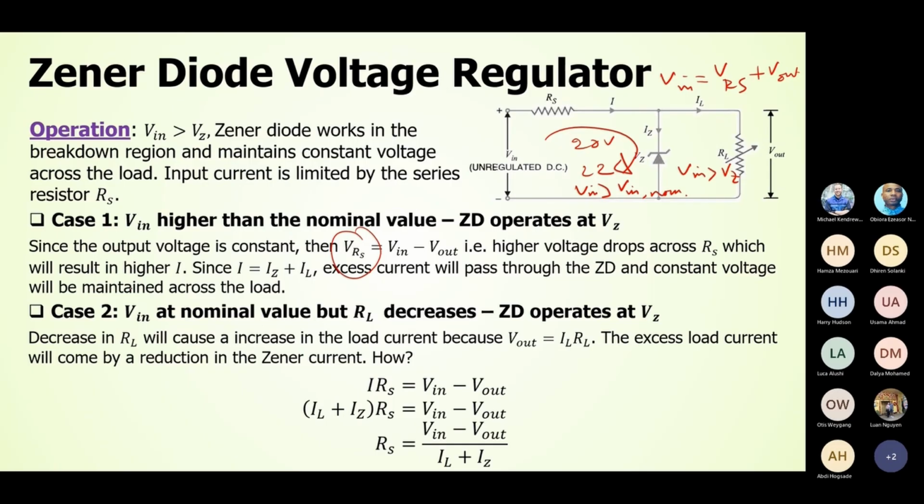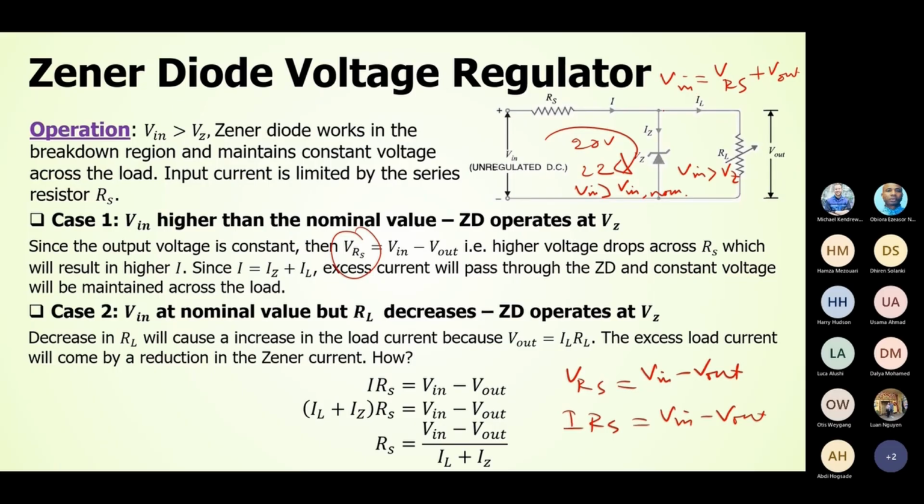What if your input voltage is at nominal value, but your load resistor value decreases? In this case also, the Zener diode operates at Vz, which is the Zener voltage. But if we apply this formula, VRS equals V in minus V out. Then we know that V equals IR. Now what is I?